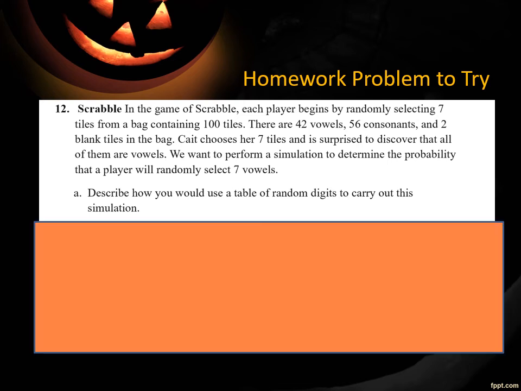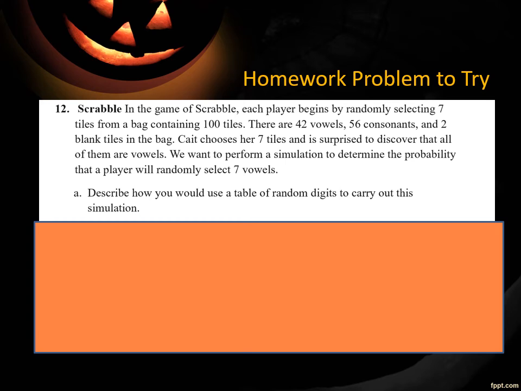Okay, so this is number 12 on your homework. So we're going to do this one together, although I am going to give you a chance to pause the video and think about this. So this is about Scrabble. In the game of Scrabble, each player begins by randomly selecting 7 tiles from a bag containing 100 tiles. There are 42 vowels, 56 consonants, and 2 blank tiles in the bag. Kate chooses her 7 tiles and is surprised to discover that all of them are vowels. We want to perform a simulation to determine the probability that a player will randomly select 7 vowels. So the first part says describe how you would use a table of random digits to carry out this simulation.